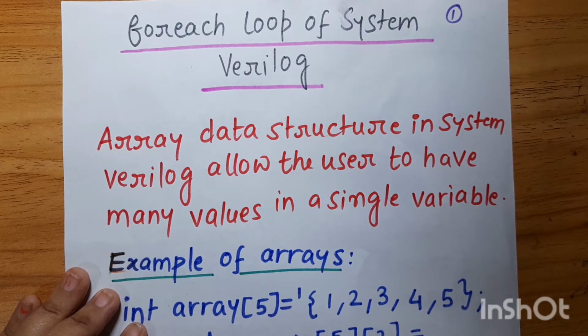Today I am going to discuss the foreach loop of SystemVerilog. Now this foreach loop is very much like the for loop of Verilog. In SystemVerilog there are many different data types. Array is one of them. So the array data structure in SystemVerilog allows the user to have many values in a single variable.